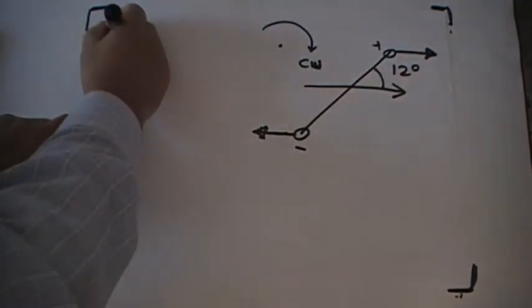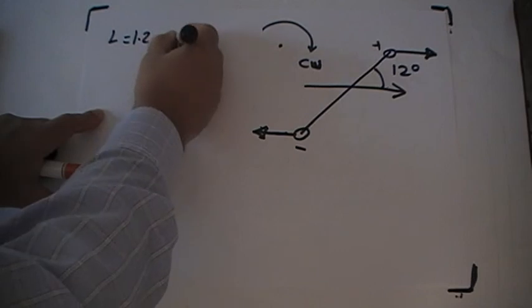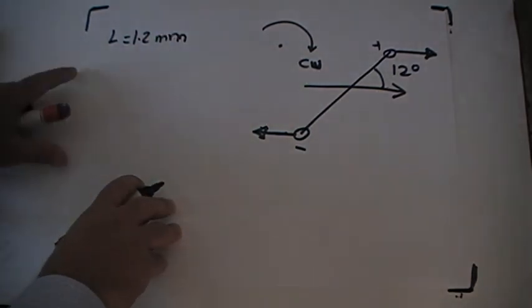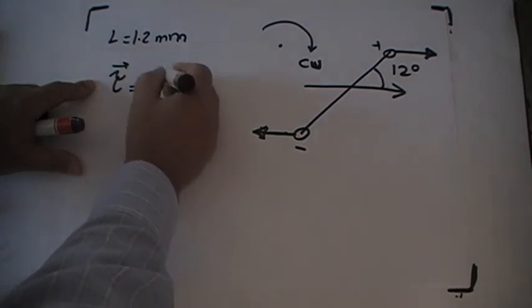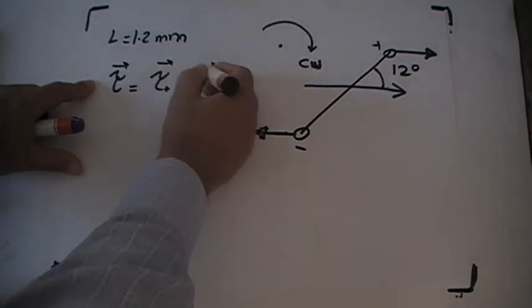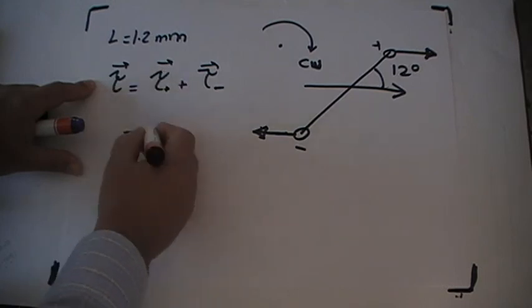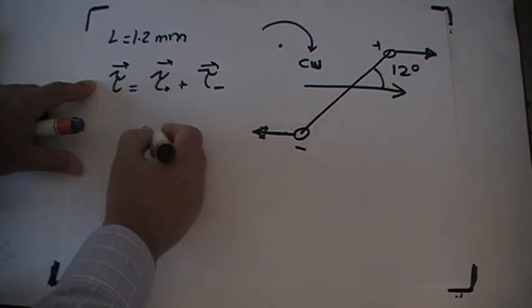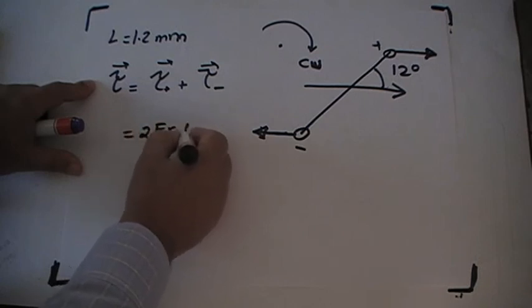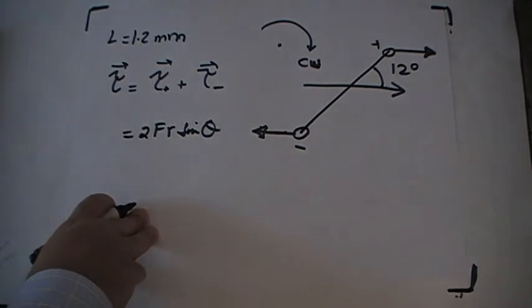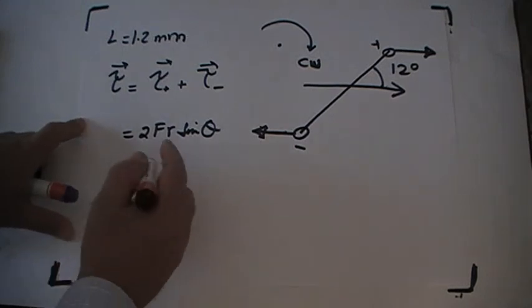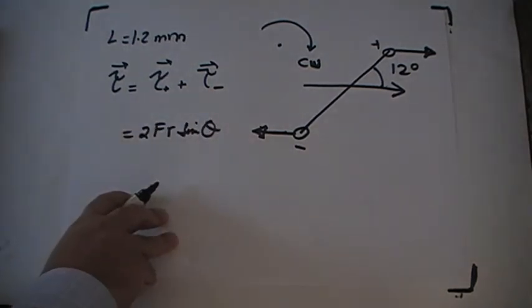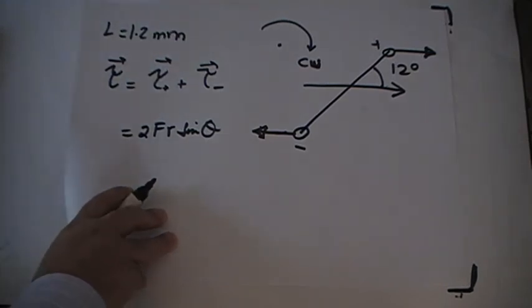And he gave me the distance between these two charges. The separation is L equal to 1.2 millimeters, so I have to convert it to meters. First of all, he wants the net torque. The net torque will be equal to torque positive plus torque negative. It will be FR sine theta plus FR sine theta. We saw that it's equal to 2 FR sine theta. This is 12 degrees, this is 12 degrees, so you have the same thing there. So from here you can find the net torque that is creating the rotation.